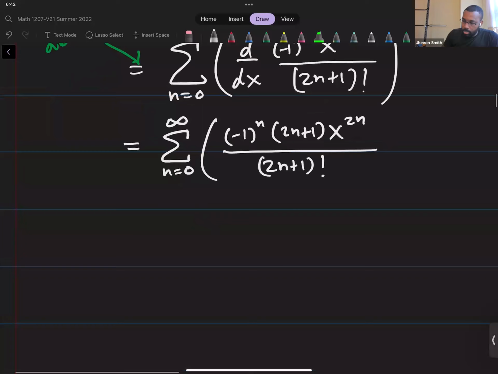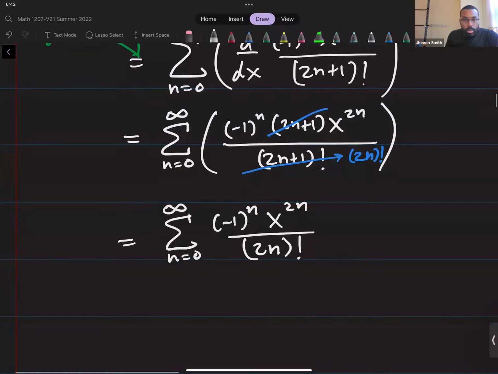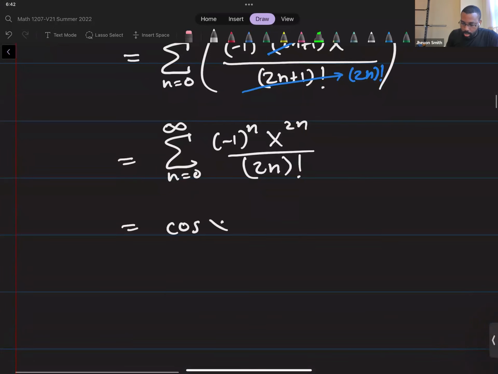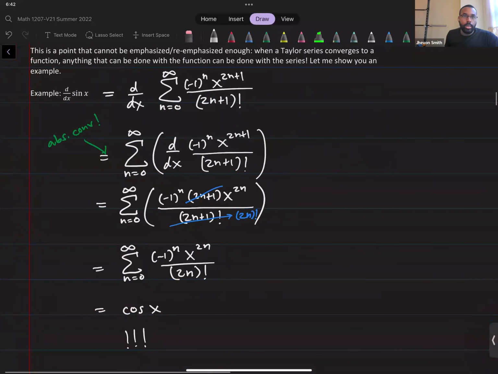Now, remember that 2n plus 1 factorial is just 2n plus 1 times 2n factorial. So this would cancel into that 2n factorial. And so I would have minus 1 to the n, x to the 2n over 2n factorial. Look at that. That's cosine.